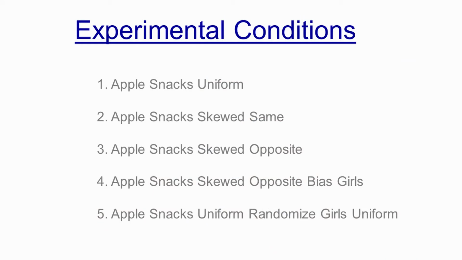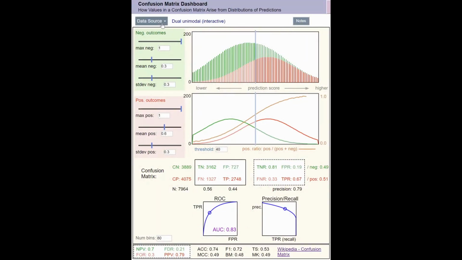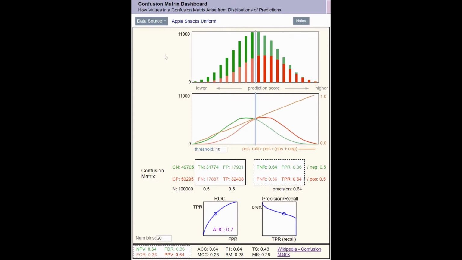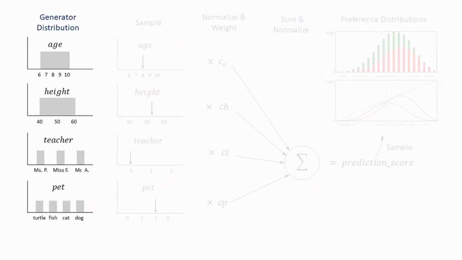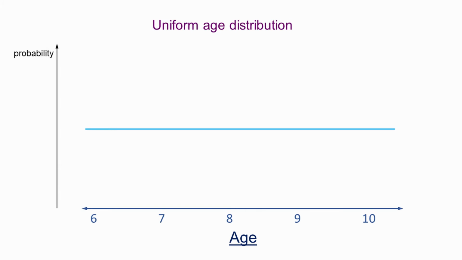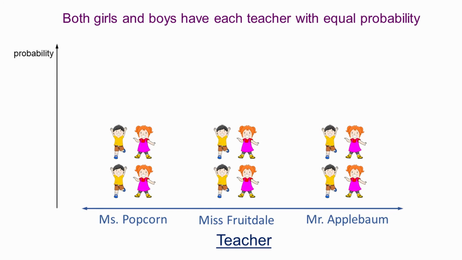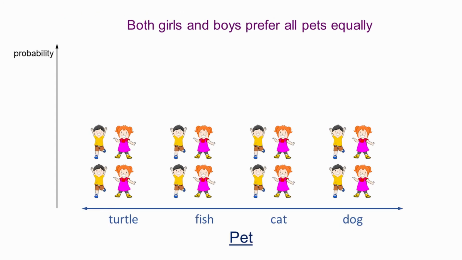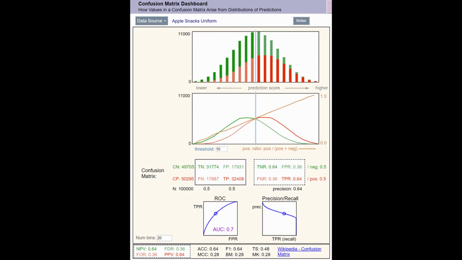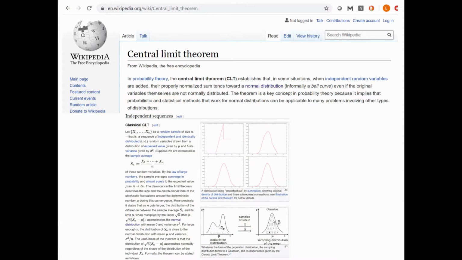Now that we have our synthesizer, we can look at the confusion matrix for various experimental conditions. Condition 1, uniform. For starters, we'll use uniform distributions as our baseline. The generator distributions are all uniform. It's equally likely for all kids to be any age from 6 to 10, to be any height from 40 to 60 inches, have any teacher, and have any pet. What does the distribution of prediction scores look like? Well, it's kind of a bell shape. That's due to the central limit theorem, because we're adding together scores drawn from 4 independent generator distributions.